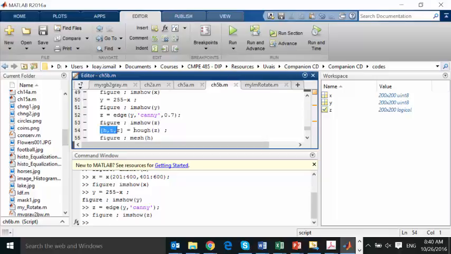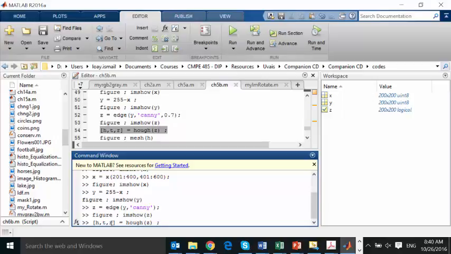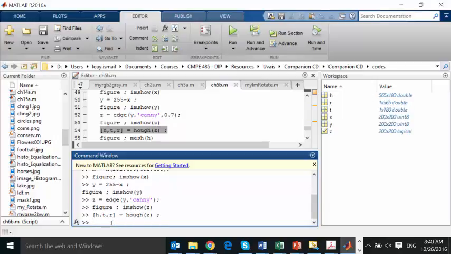So here, take this one, H, T, R. H here is the result of the Hough transform, and T here is the different values of theta, and R here is the values of rho. So as you can see from here, the image Z is 200 by 200 in size, right? What about the sizes of the rho and the theta, or the sizes of R and T?